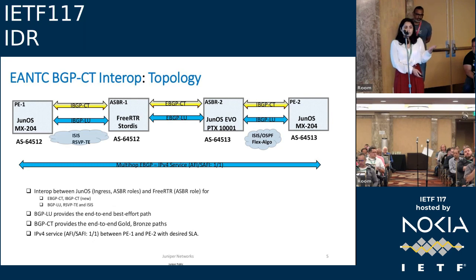Something new in FreeRouter is the BGP CT talking between ASBR1 and ASBR2, as well as between P1 and ASBR1. It's the iBGP CT. So here we have RSVP tunneling in the first AS, which is AS64512. And there we have both gold and bronze LSPs through RSVP-TE. And in the other AS, we use Flex-Algo to interoperate. And there is internet service traffic running between P2 and P1, which tells the intent that they want, and CT provides end-to-end intent-driven traffic.